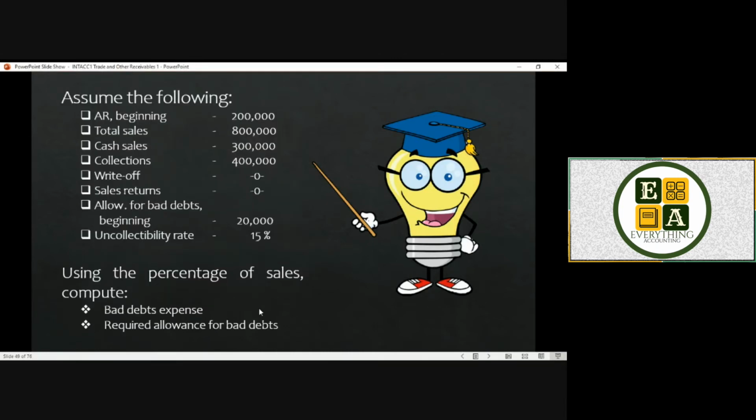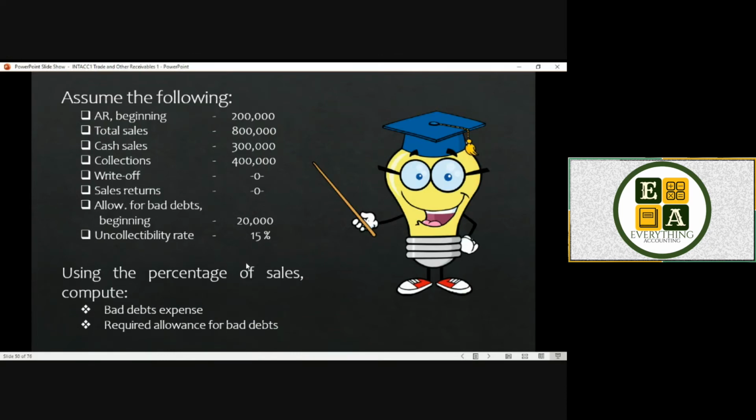Let's have another problem. Okay, another problem. So beginning balance 200,000, total sales is 800,000, cash sales is 300,000, and collections is 400,000. No write-off, no sales return, beginning balance of bad debts is 200,000, uncollectibility rate is 15%. Yung similarities lang ng percentage of AR and percentage of sales, isa lang po yung uncollectibility rate na ginagamit. Okay? Then yung requirements sa atin, bad debts expense, then the required allowance for bad debts.